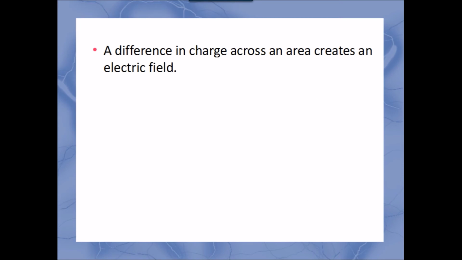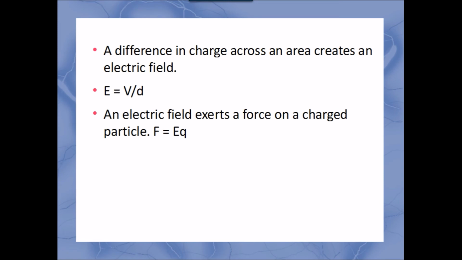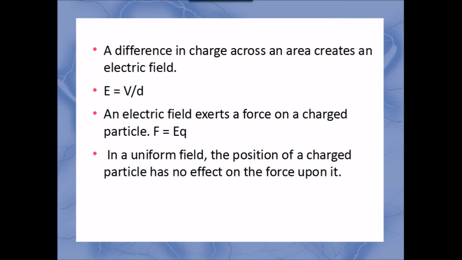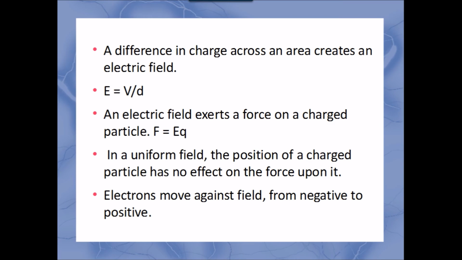Well, it turns out that a charge difference creates an area called an electric field. This field can be characterized by the voltage divided by the distance across the field. E equals V over D. The function of an electric field is to produce an electric force, which affects the motion of any charged particle inside the field. If the field is uniform, the position of that particle doesn't change the size of the force acting on it. The most important thing to remember is that electrons move against the field.